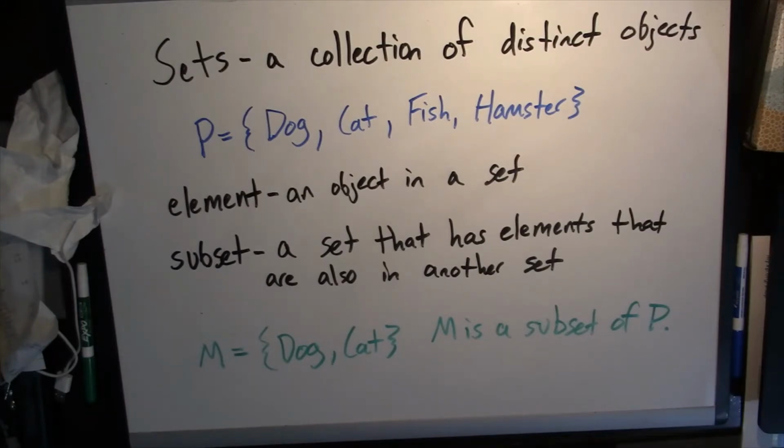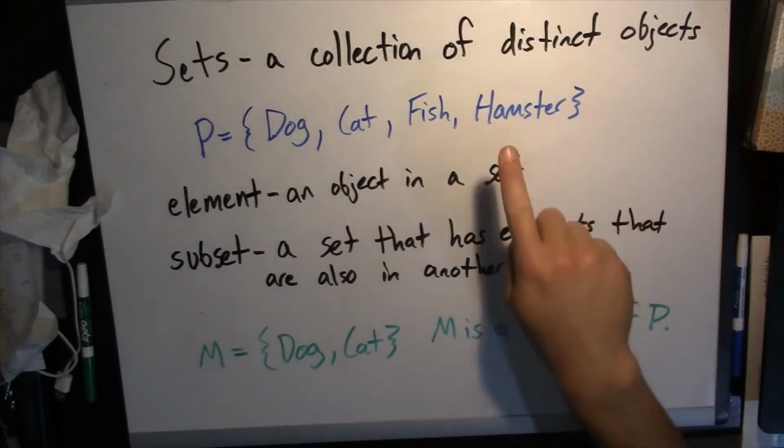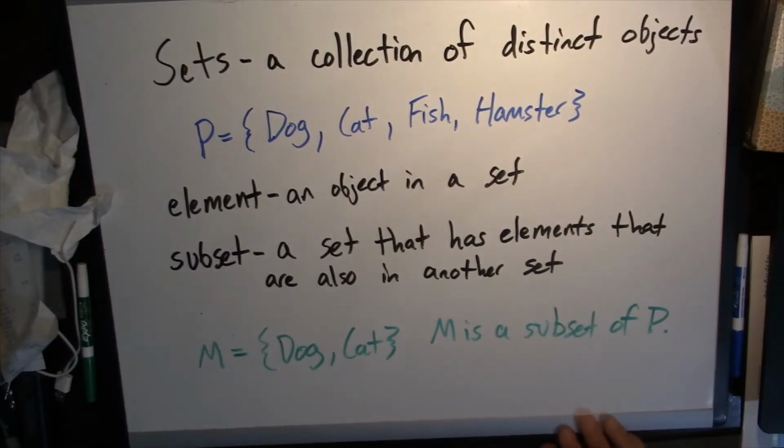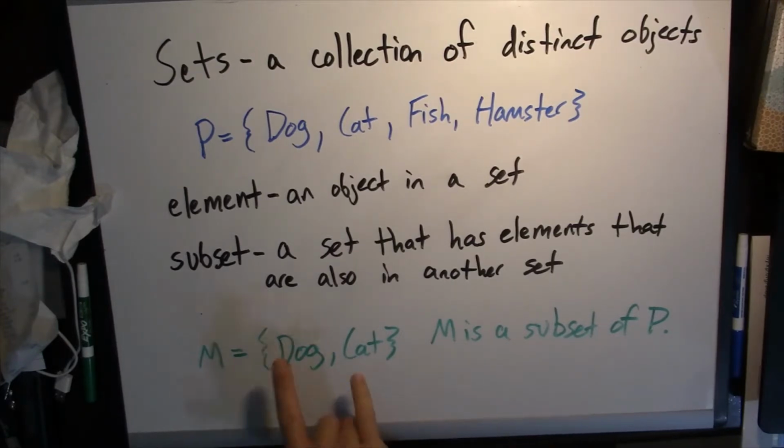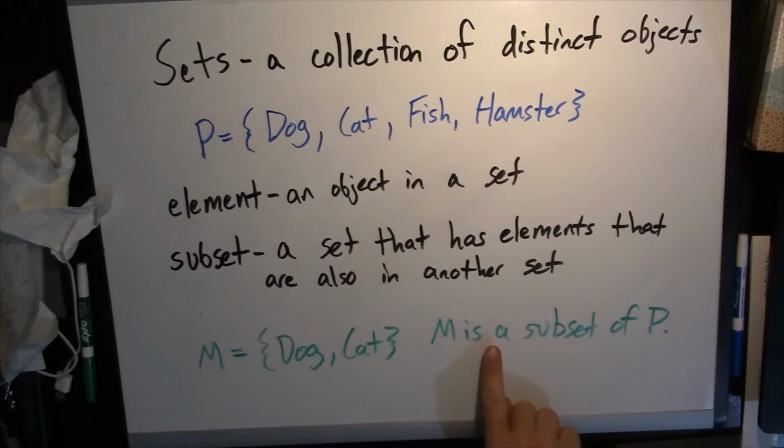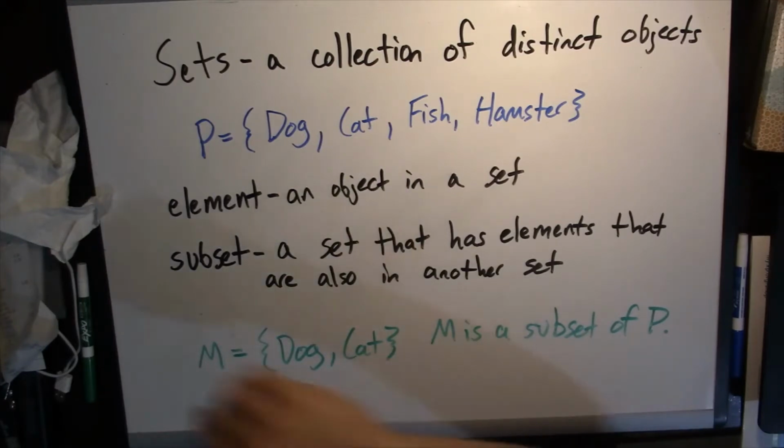So just as a recap, we have sets, which is a collection of distinct objects. Okay, it could be any type of object. It could be words, it could be numbers, etc. We have elements, which are each of the individual objects in a set. And then we have a subset, which would be a set that every element is also in another set. So M would be a subset of P.